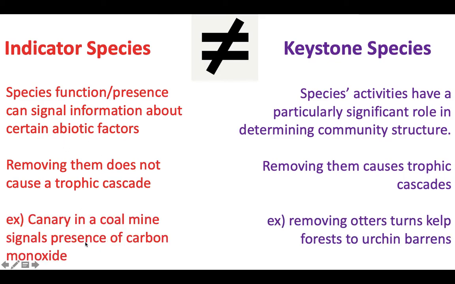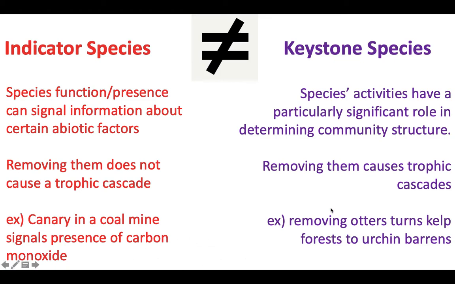An example of an indicator species are canaries in coal mines. Back in the old days, coal miners who were worried about carbon monoxide poisoning, a gas you can't see, smell, hear, or anything, would take canaries into the mines with them, because canaries have a lower ecological tolerance for carbon monoxide than humans do. And so the canaries would start to die before the humans would even feel the effects. So if you're mining in the coal mine and your canary starts to die, you know that it's time to get out of here. There's carbon monoxide present.